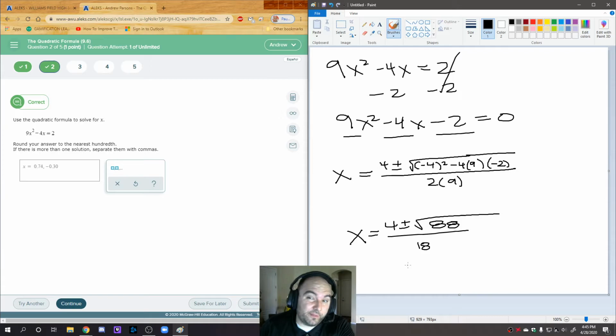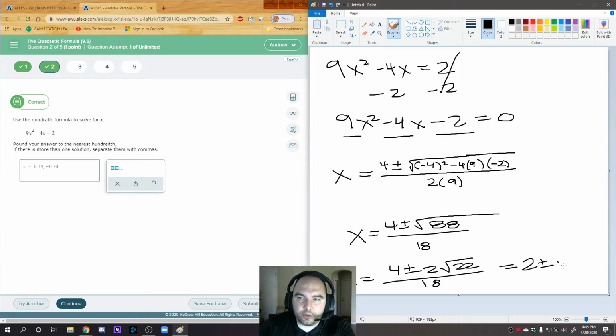That's actually not even the best answer because 88 is divisible by 4, which leaves 22. So it would actually turn into 4 plus 2 root 22 over 18. But that's not even the best answer because the top numbers are divisible by 2. And you could actually turn this into 2 plus or minus root 22 all over 9. Everything got divided by 2 that was outside of a root. So I think 2 plus root 22 over 9 would be the best way to answer it.